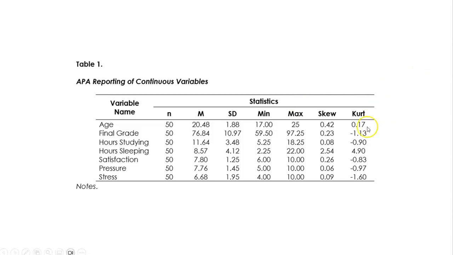And the kurtosis, that is about the height of your bell curve, whether it is very high and close to your mean value, or more flat to the x-axis. So that is about the kurtosis. So you can see that this is about all the continuous variables, and then that provides the statistics.